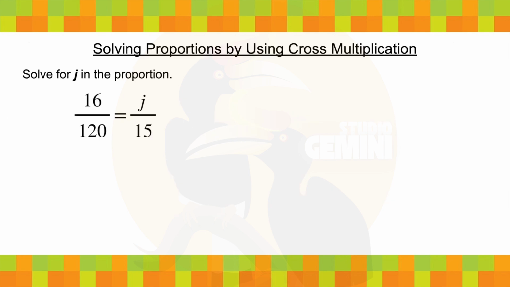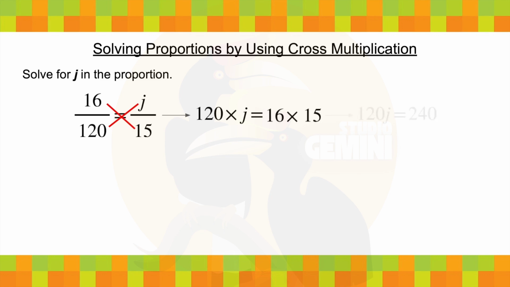Let's look at a problem in which we're going to use cross multiplication. We're given the problem, solve for j in the proportion 16 over 120 equals j over 15. We're going to start by multiplying the two values that are diagonal from each other, 120 times j. The next step is to multiply the other diagonal, 16 and 15, and we're going to write that on the other side of the equal sign as 16 times 15.